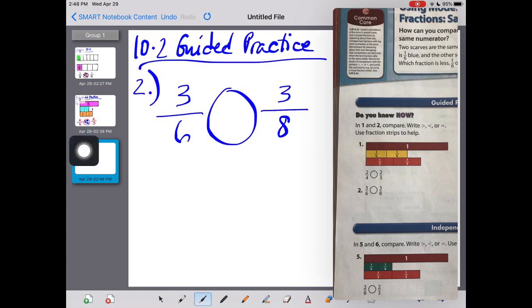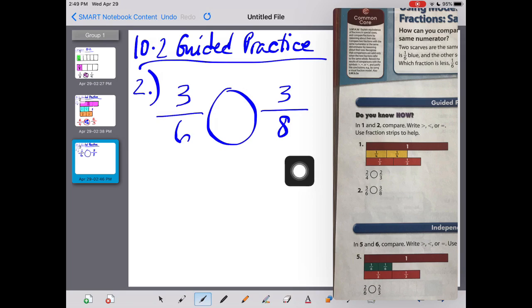So the next thing you want to do is look at the denominator. They're different. Okay, that's going to cause some issues. So now let's look at the numerator. Are they the same? 3. So we have 3 out of the 6 pieces here. And then here we have 3 out of the 8 pieces. Okay, so the numerator is the same. Then the next thing we can do is look at the denominator to make the decision on which fraction is larger.